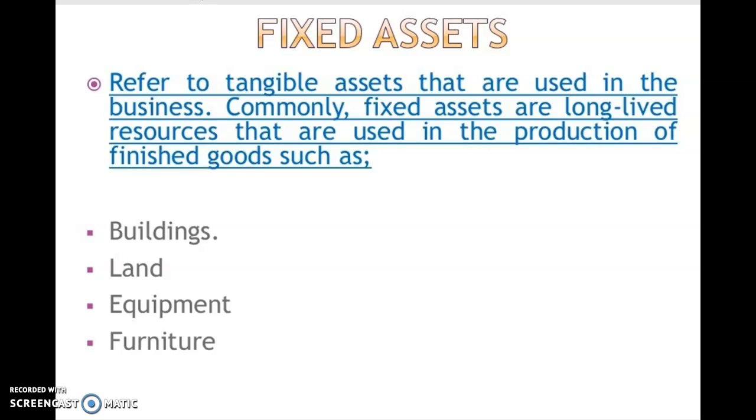It refers to tangible assets that are used in the business. Commonly, fixed assets are long-lived resources that are used in the production of finished goods such as building, land, equipment, furniture. Please understand, fixed assets or non-current assets are those assets which remain with the business over a long period of time. They are categorized again into 2 subparts.